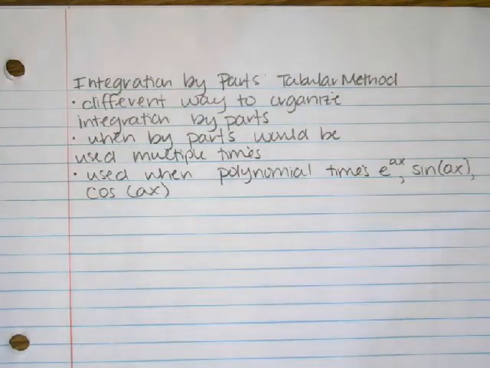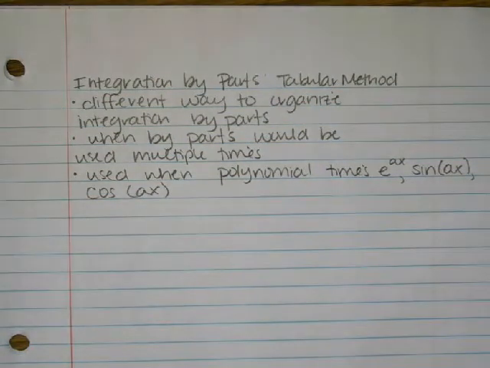So it has to be like an x squared, or like a 3x to the 5th. It has to be something with an x and an exponent, or an x with no exponent, but it has to look like that. This would not work if you had like e to the x times sine. It would not work there. So it has to have a polynomial to start with.